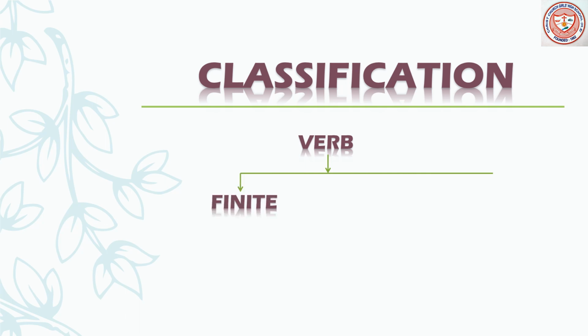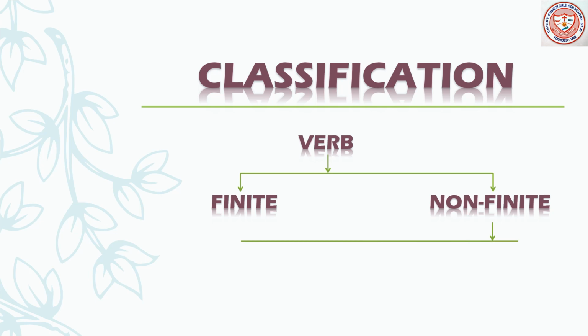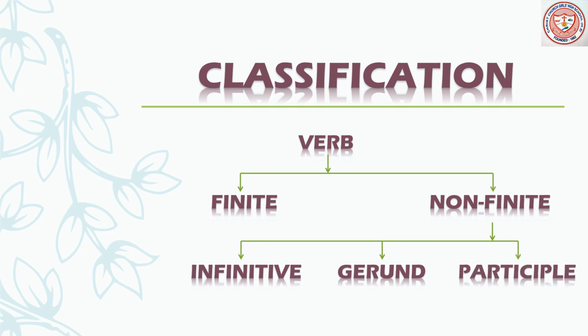Now, we will be talking about the classification. First of all, we have to know how many types there are under verb. So, verb can be divided into two forms. Number one is finite and number two is non-finite. And we can classify non-finite into three categories. Number one is infinitive, second one is gerund, and third one is participle. Clear, students?